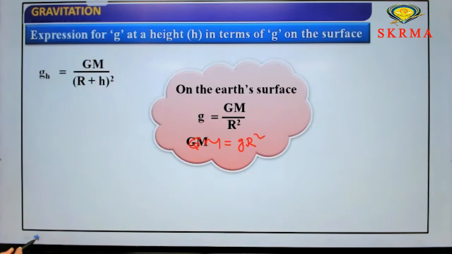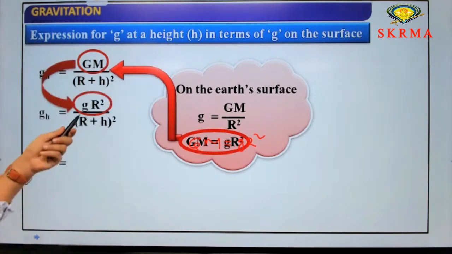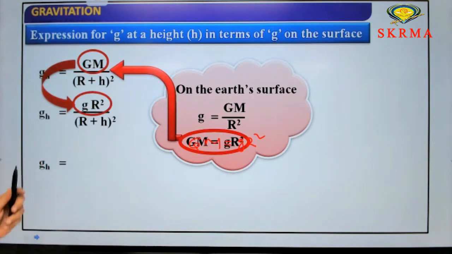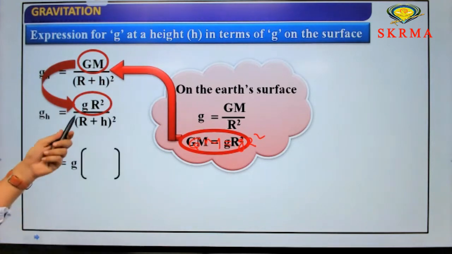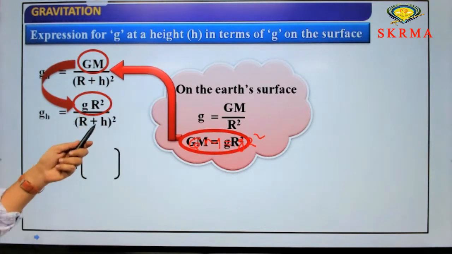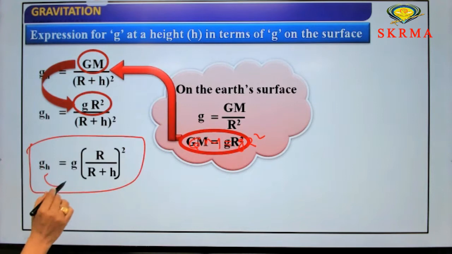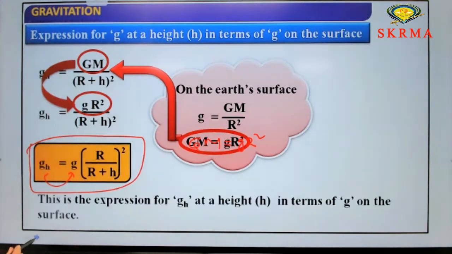Then g_h is gR square by R plus h whole square. What is the g_h equation? If you take g common here, it is R square by R plus h whole square, that is, g into R by R plus h whole square. This is the equation, g at h height in terms of small g. This is an important equation.